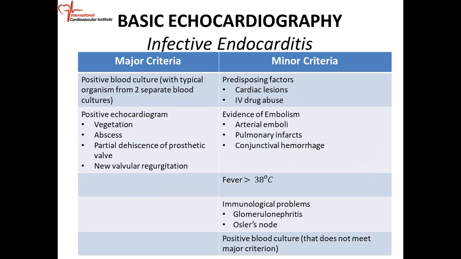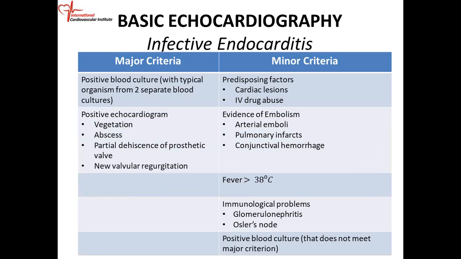So the major criteria is if you have positive blood culture. And it's not only positive blood culture. It has to be with the typical organism from separate sites. Okay? Because when we do blood cultures, we do multiple blood cultures. You can get contaminants. So one of them may be positive. Just one blood culture may be positive. If you have something like infective endocarditis where the blood is seeded with organisms, all blood cultures should be positive.